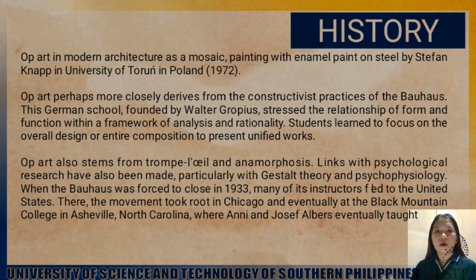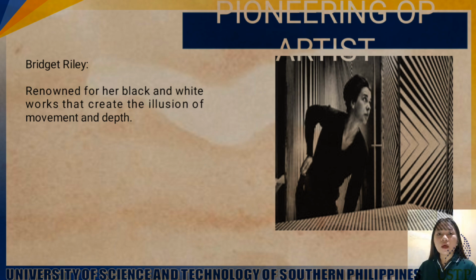In this passage, optical art, known for its optical illusions, originated from techniques like trompe l'oeil and anamorphosis. It relates to Gestalt theory and psychology. The movement grew after the Bauhaus closed in 1933, particularly in Chicago and Black Mountain College, driven by Anni and Josef Albers. One of the examples is one by Bridget Riley. She uses geometric shapes and patterns to create the illusion of movement and depth, challenging the viewer's perception.